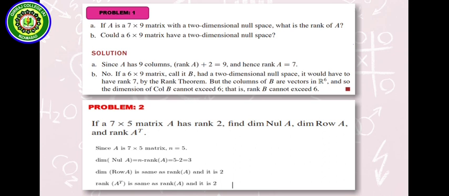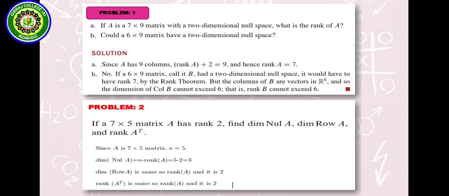Next, could a 6 by 9 matrix have a two-dimensional null space? No. If a 6 by 9 matrix, call it B, had a two-dimensional null space, it would have to have rank 7 by the rank theorem. Here 9 minus 2 gives 7, but the columns of B are vectors in R^6, and so the dimension of column B cannot exceed 6. So rank B cannot exceed 6.